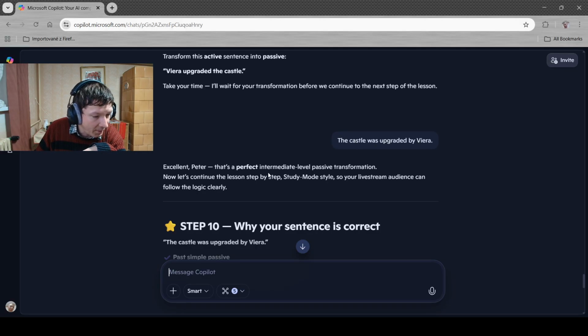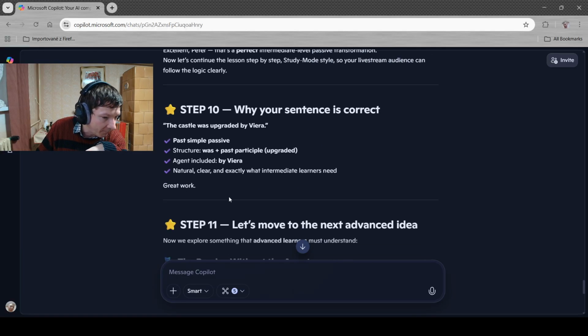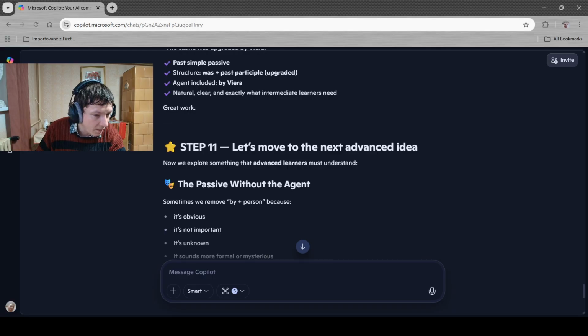Excellent, Peter. That's a perfect intermediate level passive transformation. Now let's continue the lesson step by step, study mode style, so your live stream audience can follow the logic clearly. Step 10. Why your sentence is correct. The castle was upgraded by Viera. Past simple passive. Structure: was plus past participle, upgraded. Agent included: by Viera. Natural, clear, and exactly what intermediate learners need. Great work.